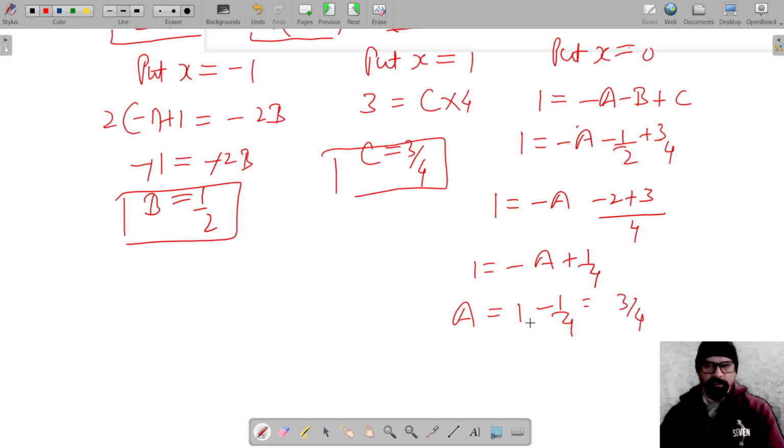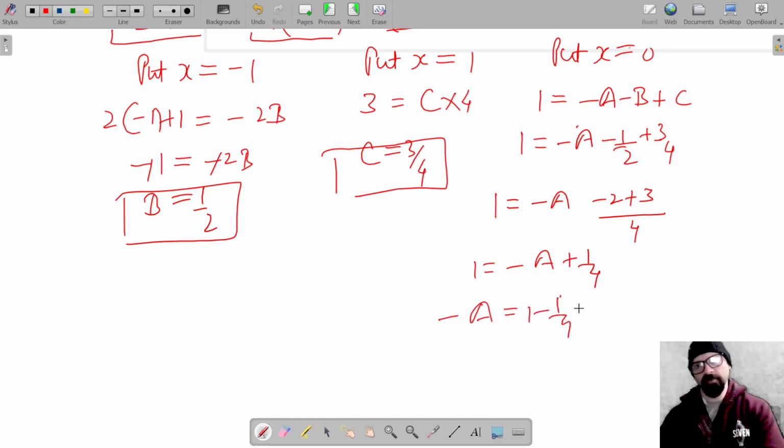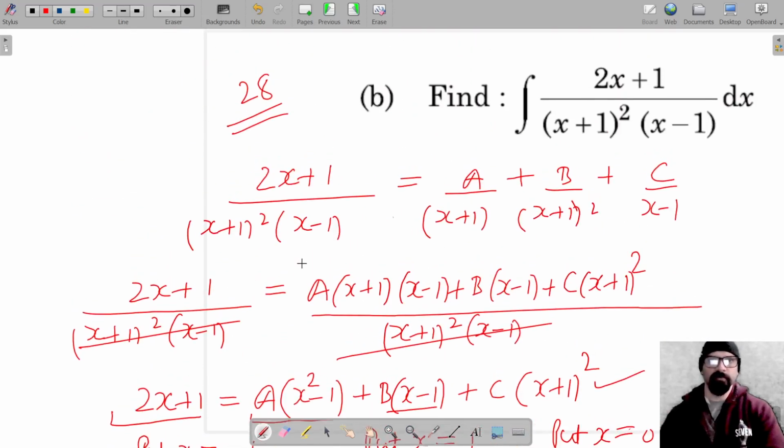So actually, negative a is equal to 1 minus 1 by 4, which is 3 by 4. So a is equal to negative 3 by 4. So a is negative 3 by 4, and b and c we have got the values.